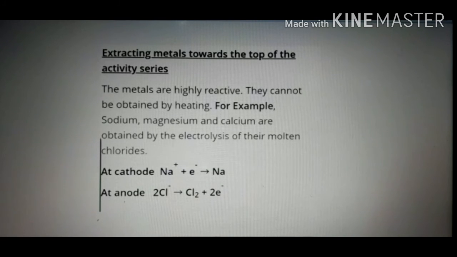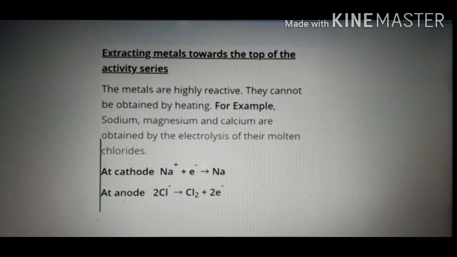What is the top of the activity series? Metals such as potassium, sodium, calcium, magnesium and aluminum are at the top of the activity series. You know that these metals are highly reactive. They cannot be obtained by heating. For example, sodium, magnesium and calcium are obtained by electrolysis of their molten salts, molten chlorides.